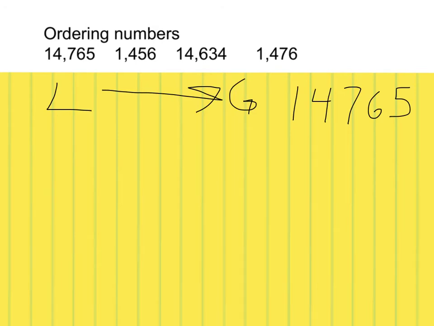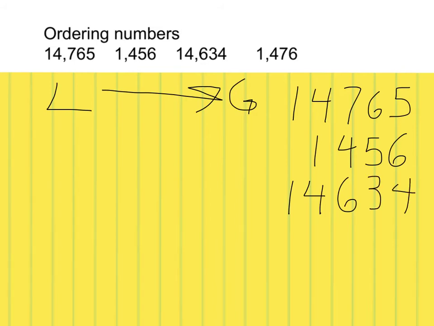So I have 14,765, 1,456, 14,634, and 1,476. Okay, so I'm looking for the smallest number. I know that it's not going to be this one or this one because they have a place value into the 10,000s. So I'm going to just be looking at these two right here.